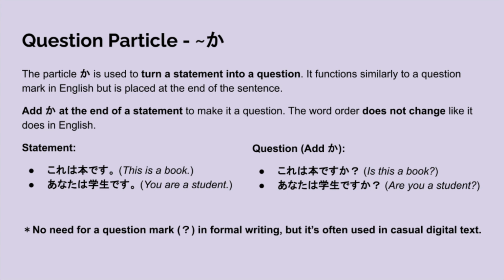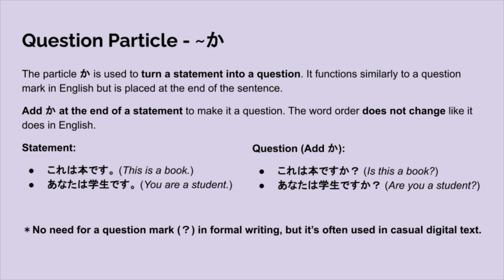If you notice, all of these questions at the end end in ka. Every single one of them ends in ka. Because that's the question particle. It's used to turn the statement into a question. For basically all of those that I showed you, you can take ka off, and it's just a statement for the most part. The statement's here, kore wa hon desu. That's pretty straightforward. And you can just add ka at the end of it. Kore wa hon desu ka, is this a book?